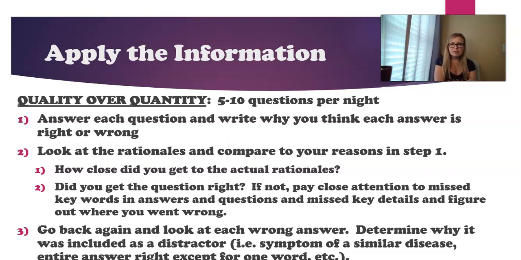And we talked about this already: once you have your own rationales, look at the actual rationales of the question, like in the back of the book, and see how well your rationales compared to those rationales. Did you get it right for the right reasons? Or did you just have a good guess? Or was your rationale completely off even though you still got it right? I've had that happen a lot of times with students as well.